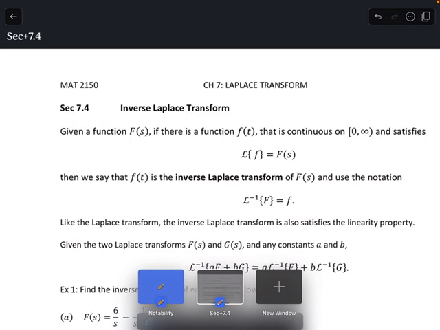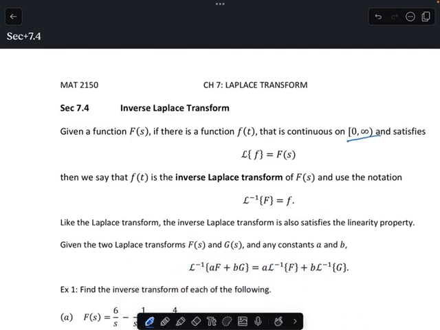Section 7.4, Inverse Laplace Transform. In the previous sections, we were given a function which was continuous on 0 to infinity, and we found the Laplace transform of that function. We noticed that there were few functions for which we were able to find Laplace transform. In the same way, now if we are given a Laplace transform, we can find the inverse Laplace transform, little f of t.